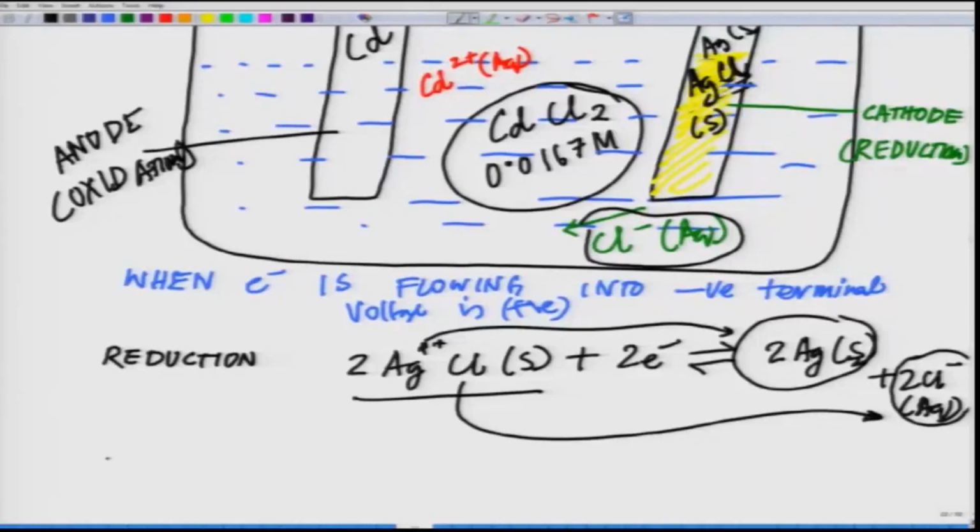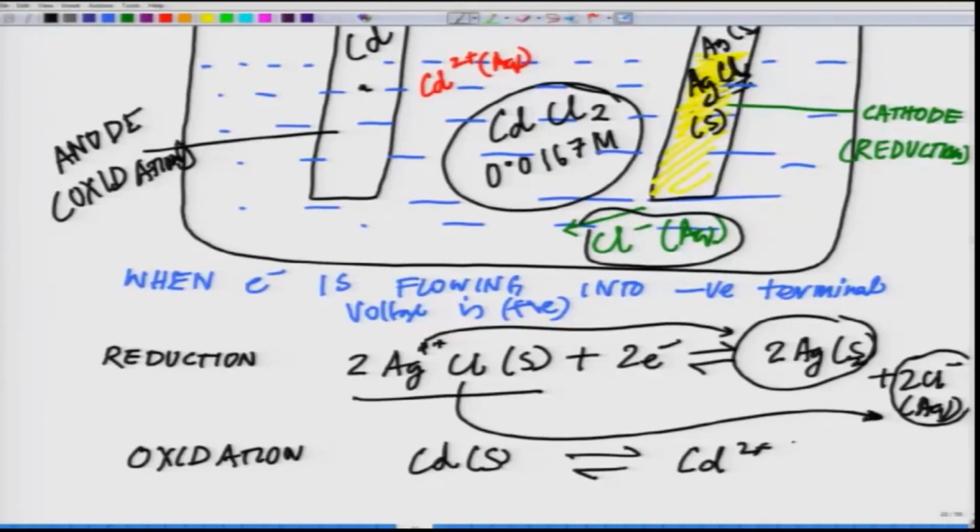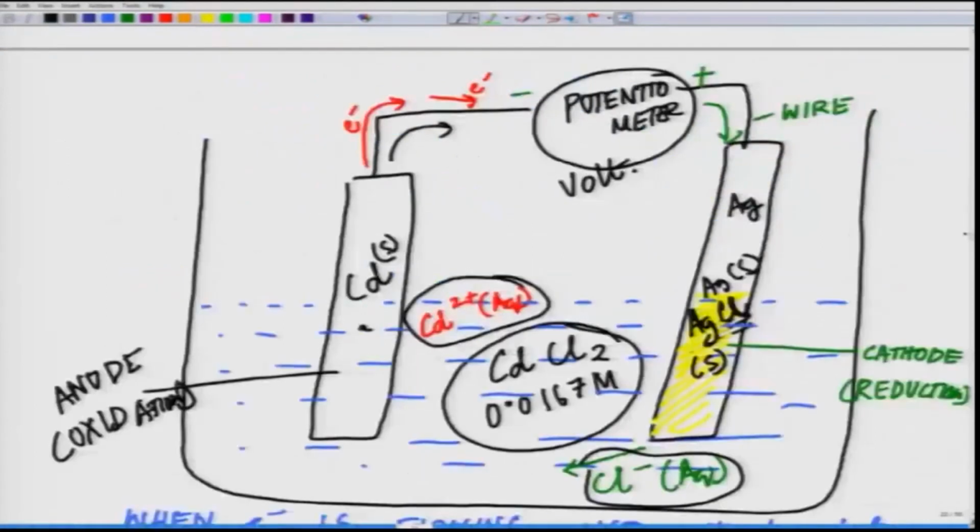Now, what is the oxidation reaction which is happening? The oxidation reaction, you are having the cadmium which is solid, you see that solid cadmium out here, and the solid cadmium is getting oxidized, becoming Cd2 plus in the aqueous system. So, you see this is that aqueous solution and it is losing those two electrons. Those two electrons are shown here. These are the electrons which are traveling.